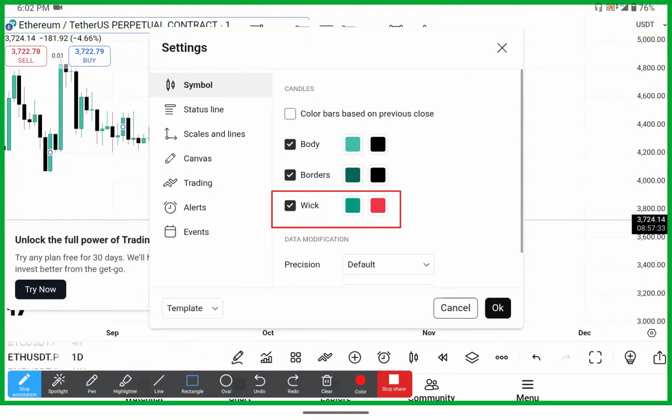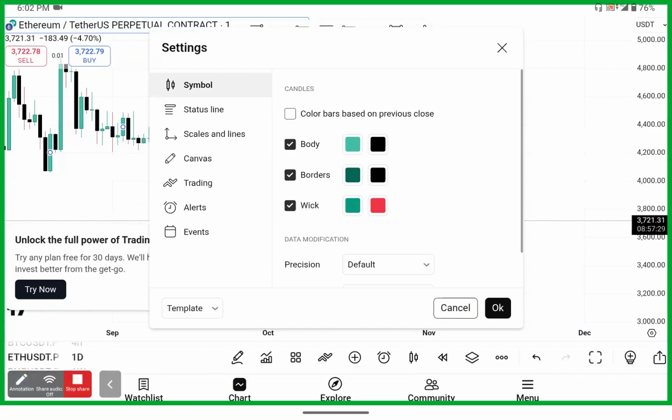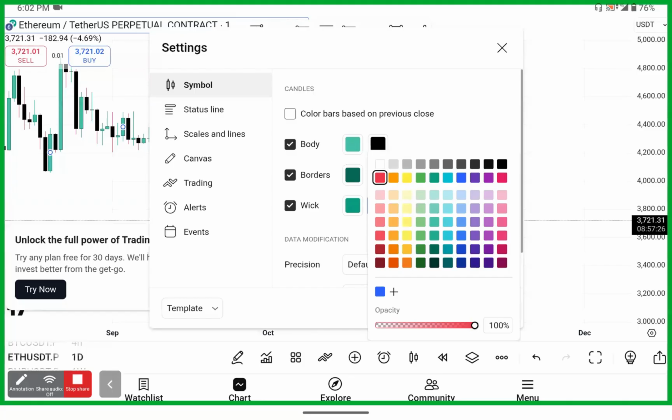So I can also change the wicks. I hope you have seen the part of the wicks. So I will tap and change the wicks I want to see.